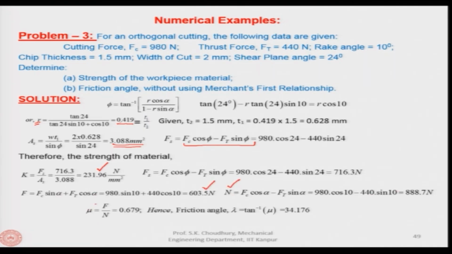So, therefore, friction force divided by normal force will be the coefficient of friction, and here the mu can be found out by F by N. Hence, the friction angle, which is the lambda, is tan inverse of mu. So, whatever has been asked, we found out simply here, knowing the relationship that we have already derived earlier.